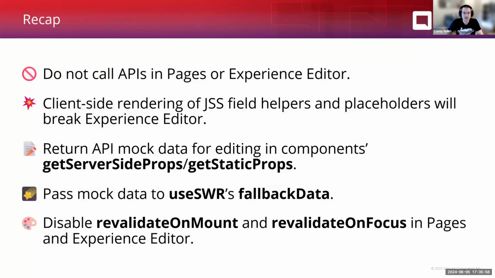All right, to recap, don't call APIs in Pages or the experience editor, because client-side rendering of the JSS field helpers and placeholders will break the experience editor. You can use getStaticProps and getServerSideProps in components to return mock data, and then pass that to SWR's fallback data to get it to return that instead of API calls. Lastly, turn off revalidate on mount and revalidate on focus when you're in Pages in the experience editor, and you don't have to worry about API calls executing.